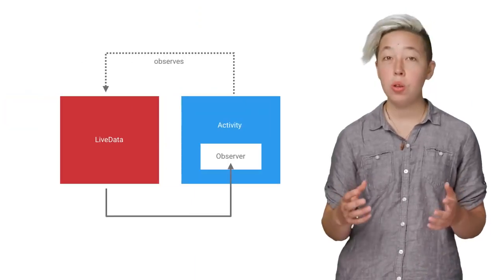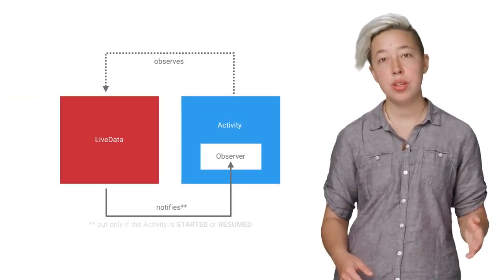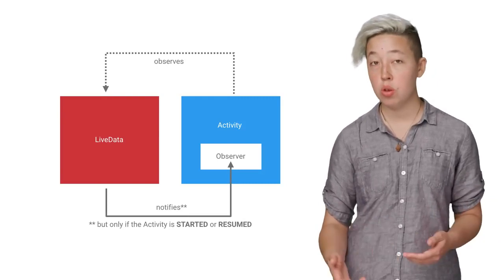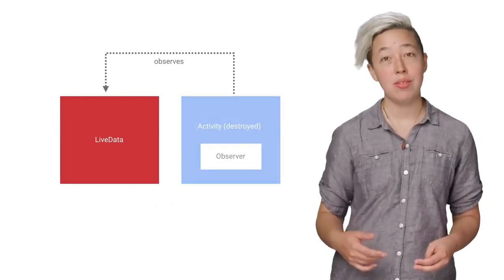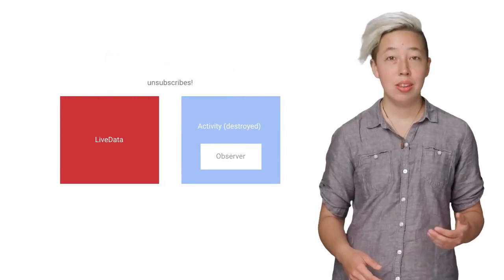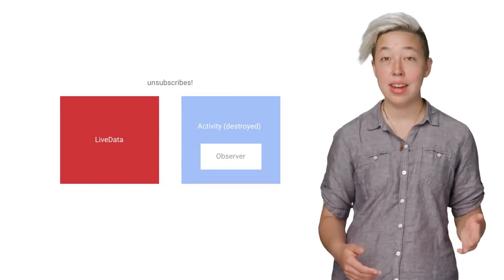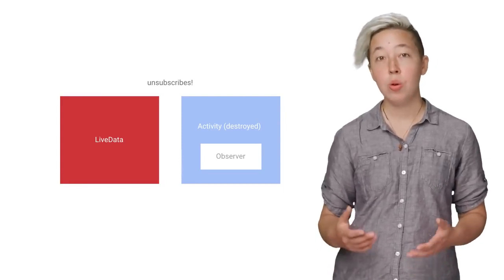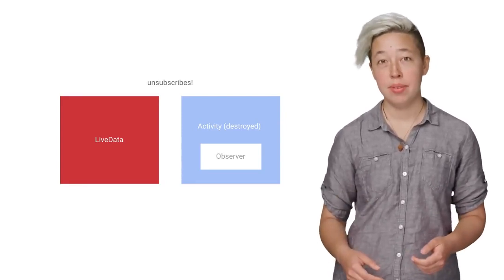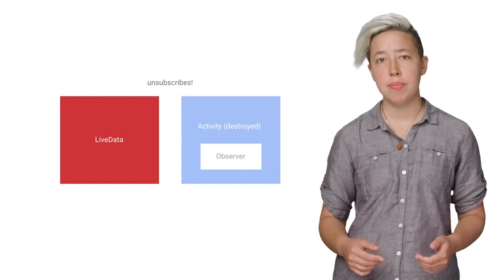Observer objects are then only notified of their updates if their associated lifecycle is in the started or resumed state. Observers also automatically remove themselves when their lifecycle owner is destroyed. LiveData is therefore protected against accidentally updating a UI component that's in the background or destroyed, without you having to do anything extra. So how is LiveData actually updated?